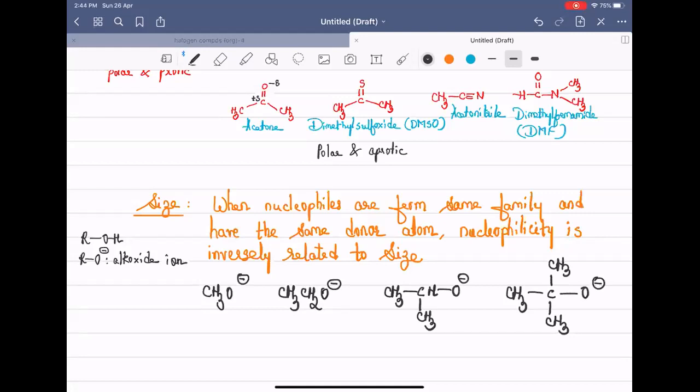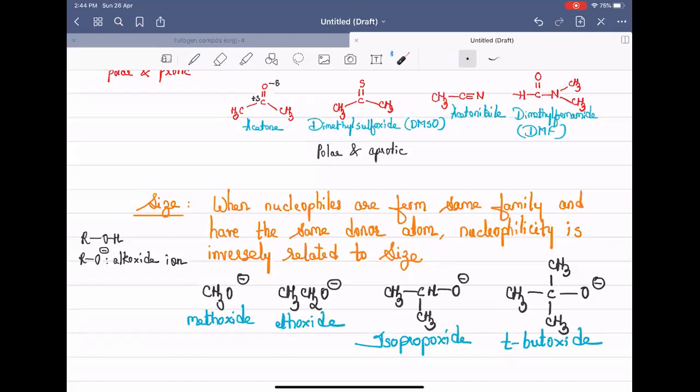Now, all of these belong to the same family, that is alcohols. And here you find that this is methoxide derived from methanol, ethoxide derived from ethanol, isopropoxide derived from isopropanol, and tertiary butoxide derived from tertiary butanol. Now, if you have to compare the nucleophilicity of all of these, you have to know one important thing. They all belong to the same family, right? They are all derived from alcohol. They all have the same donor atoms. And in such cases, if you have to relate the strength, you say the one which is smaller is going to be the strongest nucleophile, and the one which is bigger is going to be the weakest nucleophile.